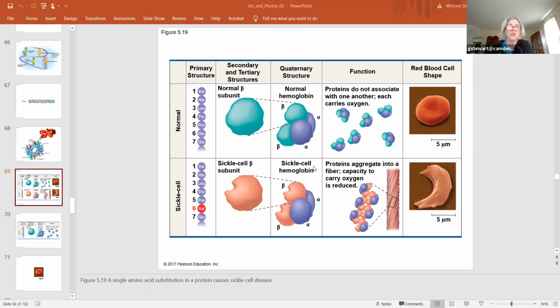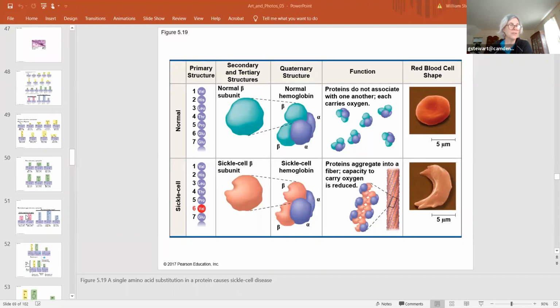So the reason we show you this is because we're trying to help you understand that the order of those amino acids is really, really important. And sometimes just one of them being changed causes a disease, right? Not always. This is, like I said, a rare situation, but it's a good example of what can happen if a single amino acid is incorrectly placed in the wrong place on that primary structure.